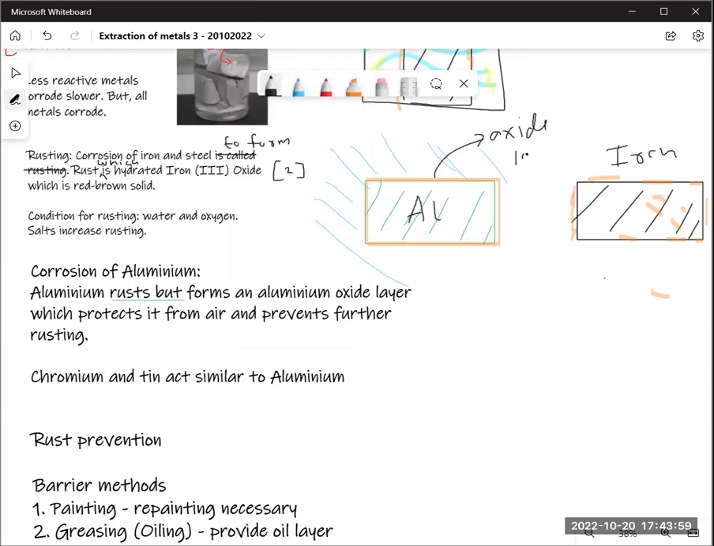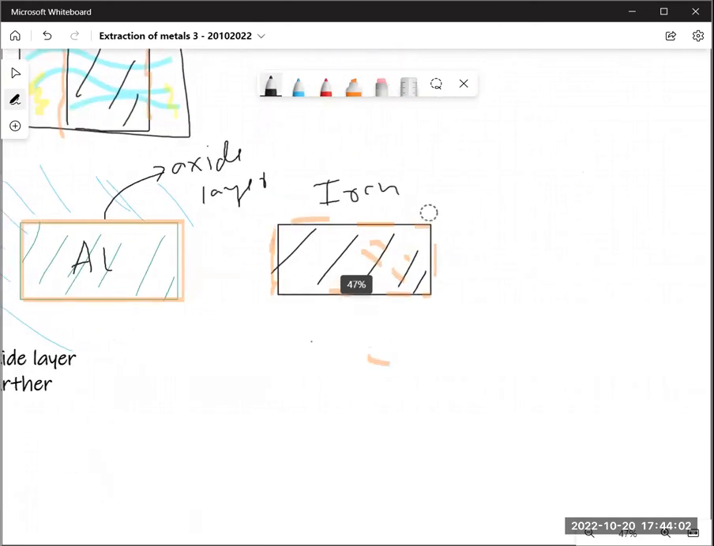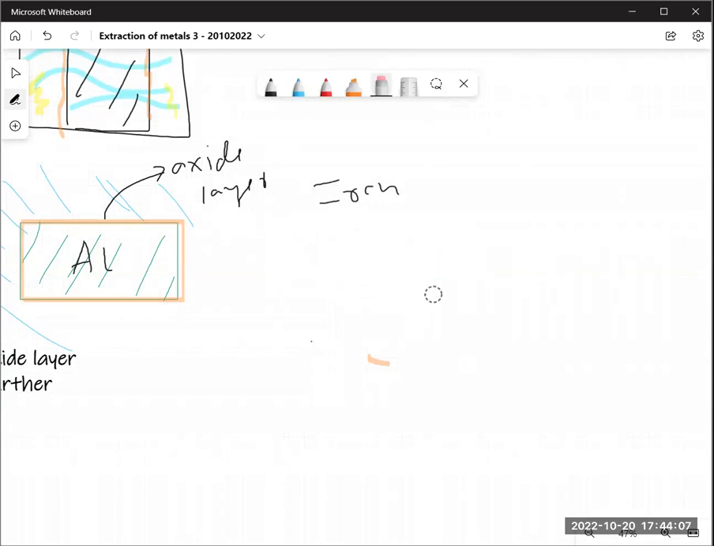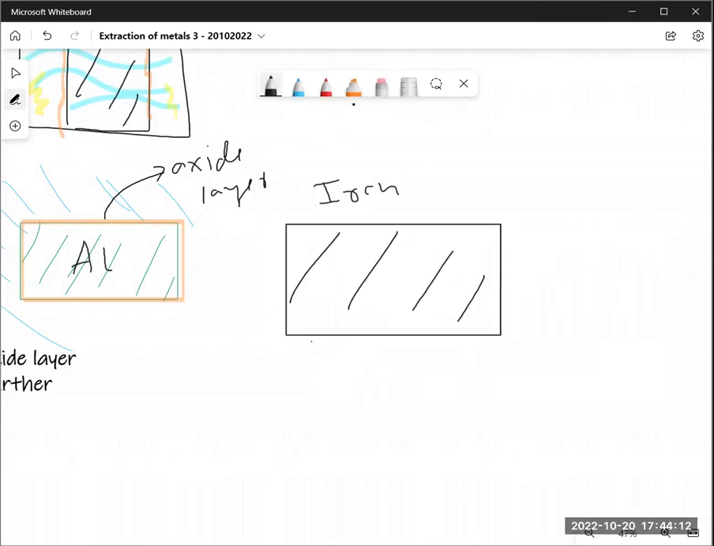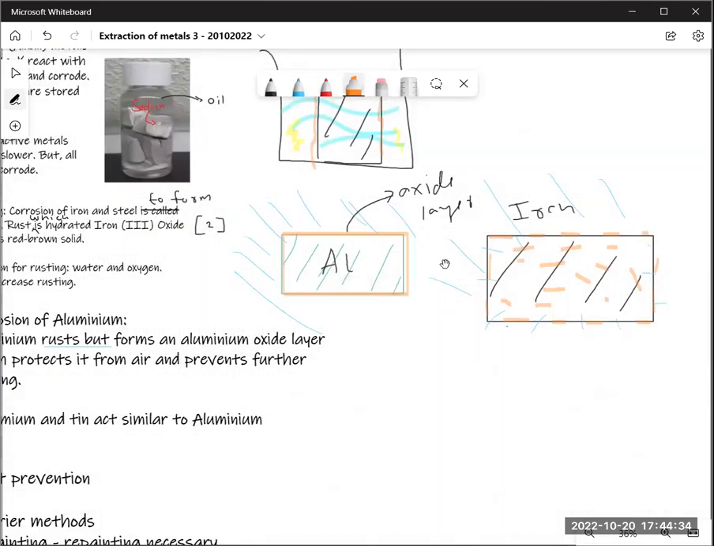Understood. But with iron, something else happens. I have the exact same thing. This is iron, and this is the metal. But when I blow air on it, it does not form an oxide layer. It forms small chunks of rust with gaps in them. Then the air still goes inside from here, from here, from here. Air keeps going in, and then the inside will also rust, and the whole thing rusts and everything breaks down. Is that clear? Do you see the difference?